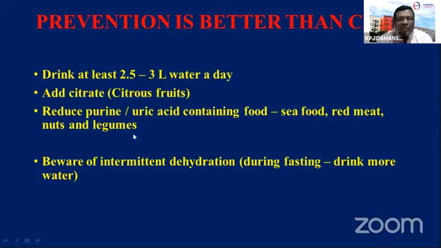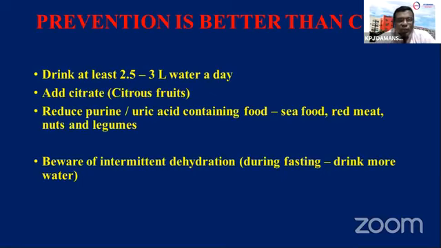If you want to, you can add citrate. Citrate is all the citrus fruits: orange, lemon, lemonade, lime. Now, citrate has been shown by evidence to prevent aggregation of the crystals. That means prevent the crystals forming together to form the stones. So citrus fruits are the best so far.